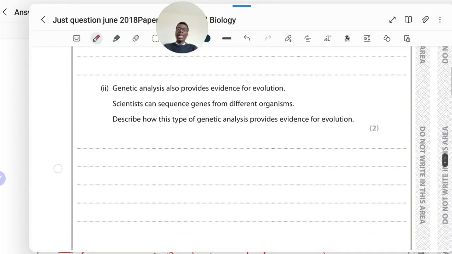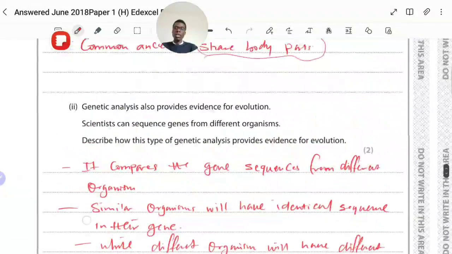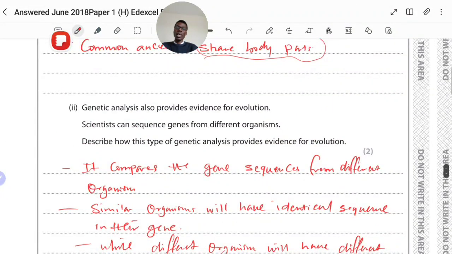Genetic analysis also provides evidence for evolution. Scientists can sequence genes from different organisms. Describe how this type of genetic analysis helps evidence for evolution. So how does this analysis help us to know that it's evolution really? Okay, it compares the gene sequence from different organisms.